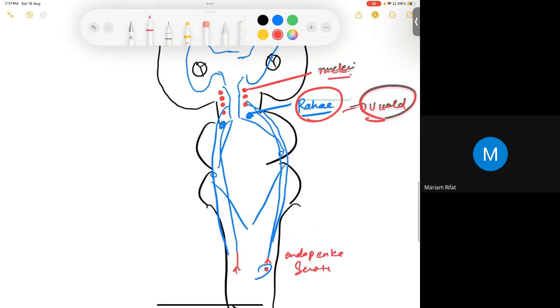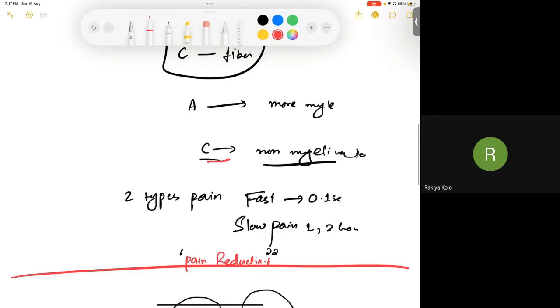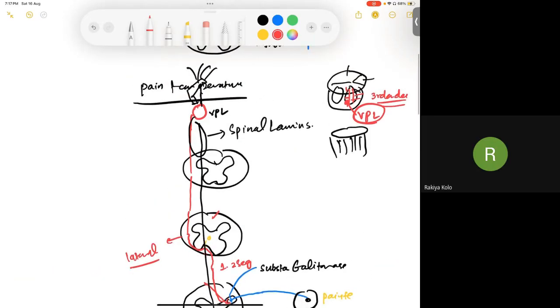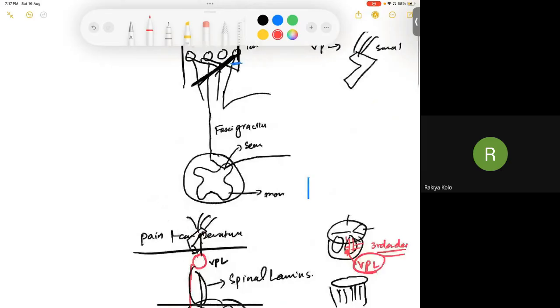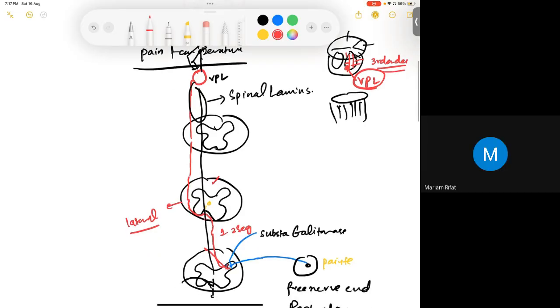Is it clear? Okay, so who is going to be giving me an overview of the pain and temperature pathway? It's really important. Then we are going to move forward. Anyone? Yes, I can give the overview to you.